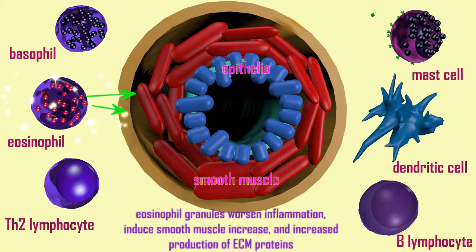Eosinophil granule release worsens inflammation and can cause the hypertrophy and hyperplasia of smooth muscle, increases the extracellular matrix proteins, such as a collagen network being laid down, and alters the epithelium.